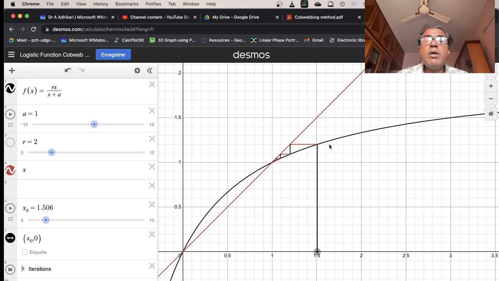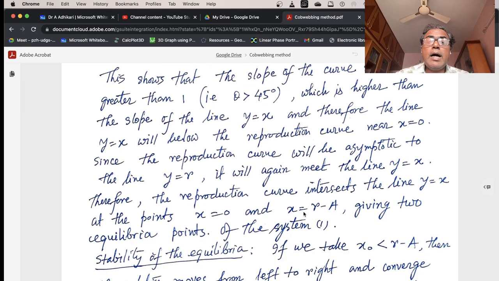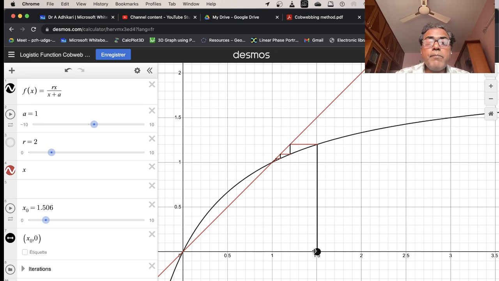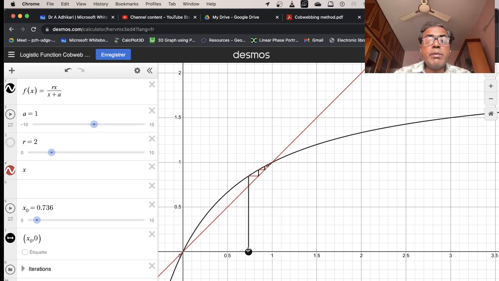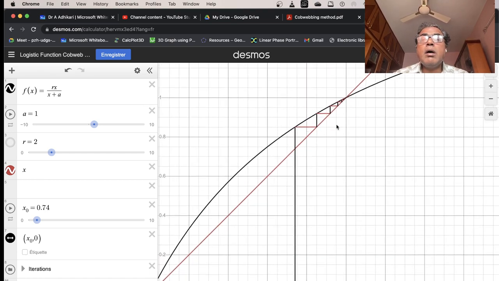If x0 is 1.5, then by Cobweb we get this r minus a equilibrium, this point is a stable equilibrium. So from this, when r is greater than a, suppose a is equal to 1 and r equal to 2, we get a higher slope, and x equal to r minus a, 2 minus 1, gives the two equilibrium points of this system. And for stability of the equilibria, if we take x0 less than r minus a, here less than 1, that is 2 minus 1, then by Cobweb we get this solution converges to r minus a. r minus a means this point, which is 1.